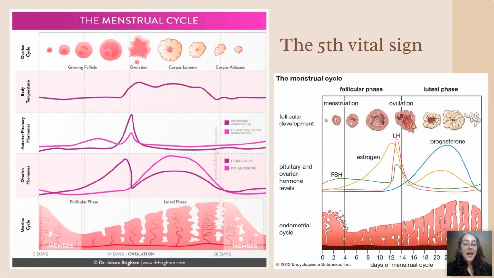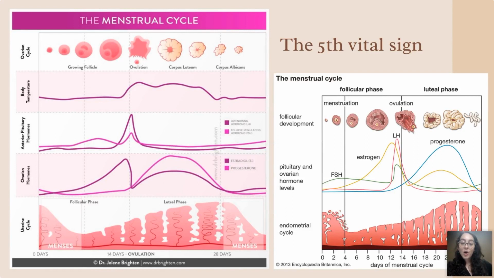And then as this follicle is developing, the ovaries are releasing increasing amounts of estrogen. And so estrogen, which you'll see better in this graph to the right, is this yellow line. So you'll see during menstruation, estrogen is very low. Progesterone is also very low at menstruation. And then after menstruation, estrogen starts to climb as this follicle is developing.